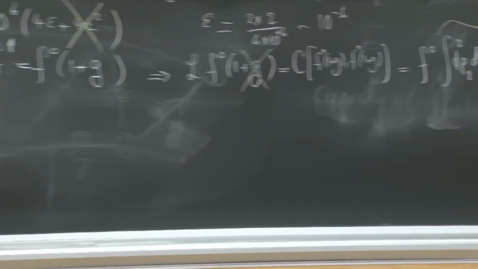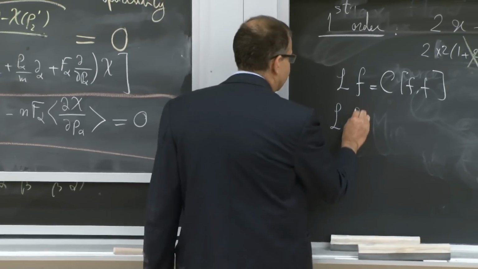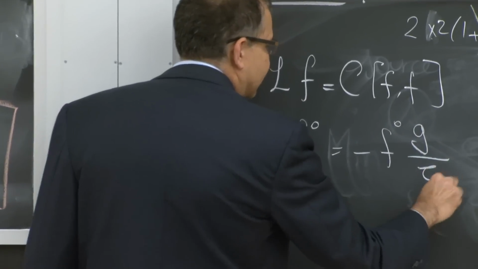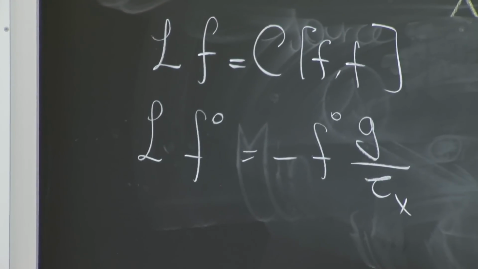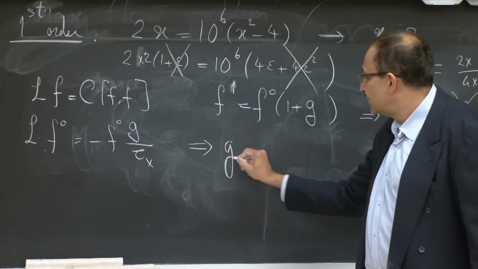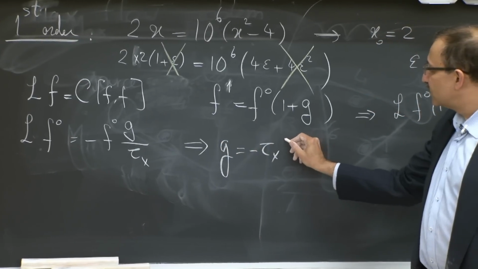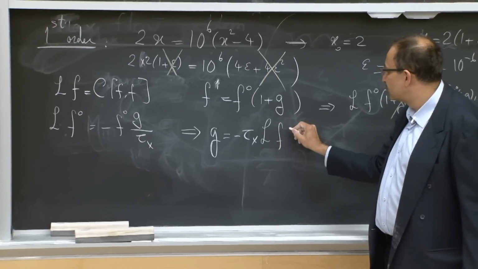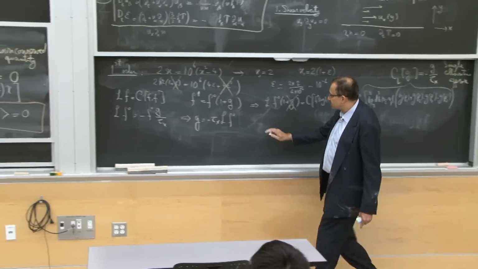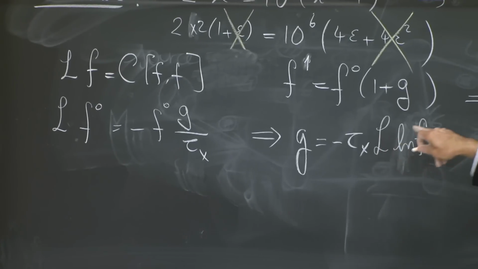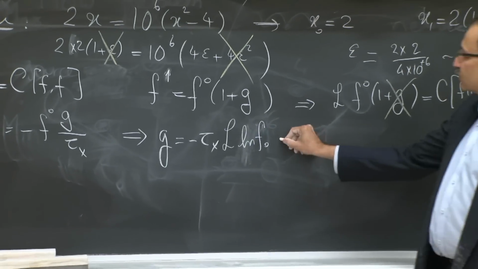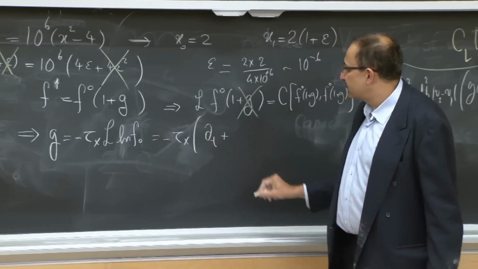So having done that, what I have is that L acting on F0 on the left-hand side is minus F0 g over tau_x on the right-hand side. And so I can immediately solve for g, because L is a first-order derivative operator. My g is minus tau_x, the Liouville operator acting on F0. So, sorry, log of F0. I divided through by F0. So the derivative of F0 divided by F0 is the derivative acting on log of F0. So all I need to do is essentially do the operations involved in taking these derivatives.